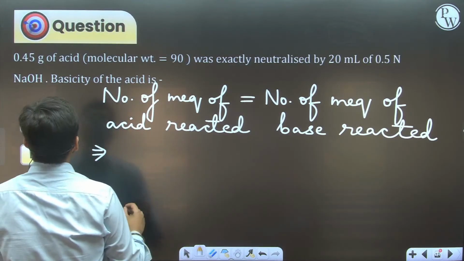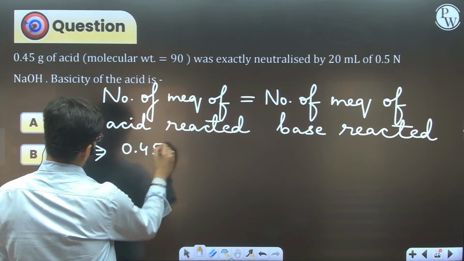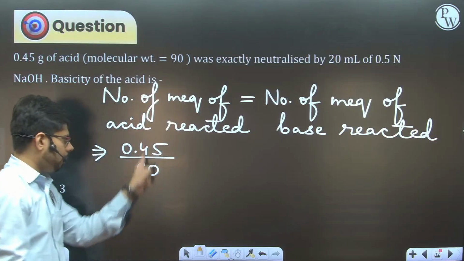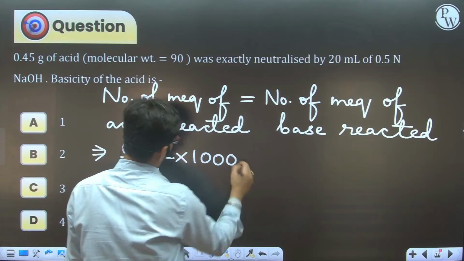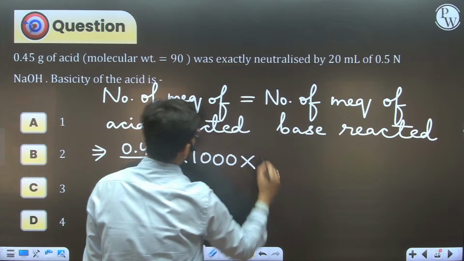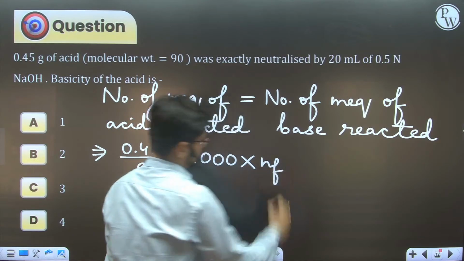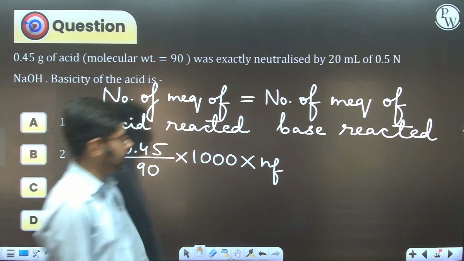Millimoles of acid. So how do I get the millimoles of acid? Clearly I have been given grams of the acid. I have been given the molar mass of the acid. Grams upon molar mass is moles. Moles into 1000 is millimoles. So now I have obtained the millimoles of acid. Millimoles into NF. NF of the acid is unknown, so I'll write it like this. That is what they have asked us to find. See, the basicity of the acid, that means NF of the acid, has been asked.